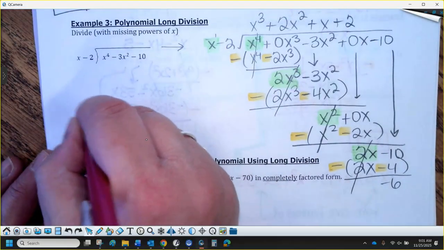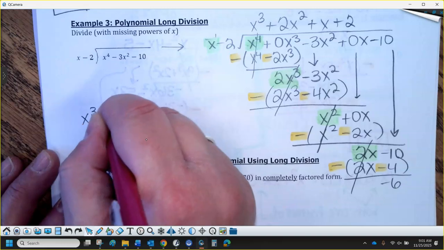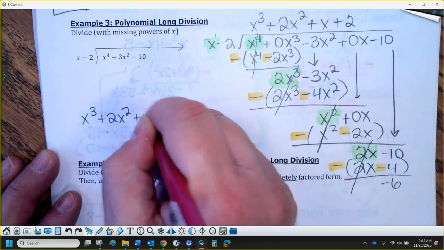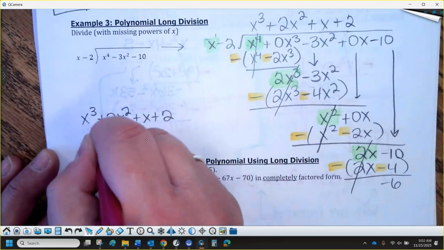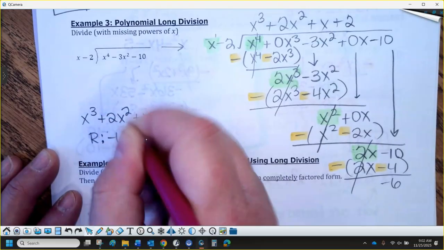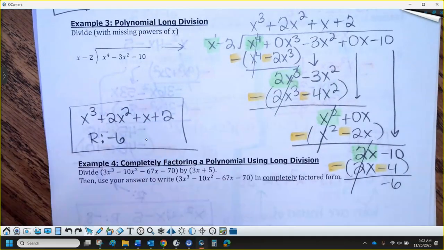All right, my answer would be what I got across the top, that x cubed plus 2x squared plus x plus 2, and then I did end up with a remainder of negative 6. I don't want you to always think you get a negative remainder, because that's not the case. But in this question and the one we did on the front, both of the remainders were negative. It could be a positive number or a negative number. And then we're going to do one more, and then I'm going to stop bothering you.